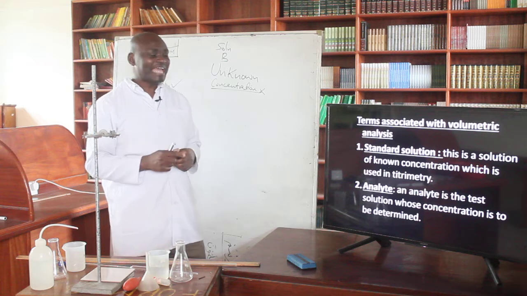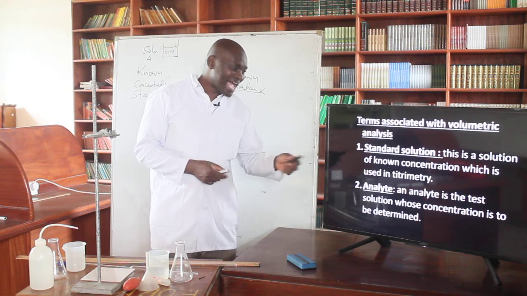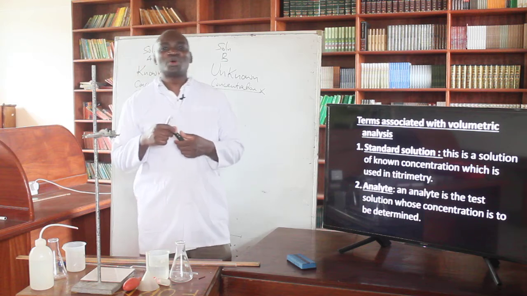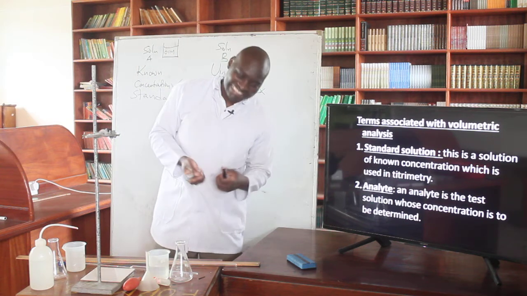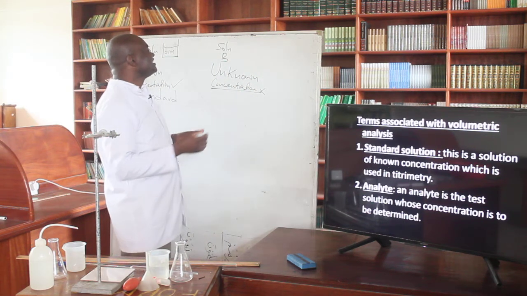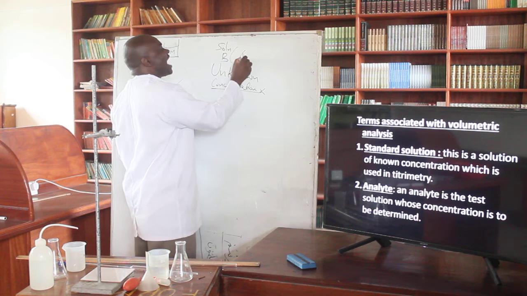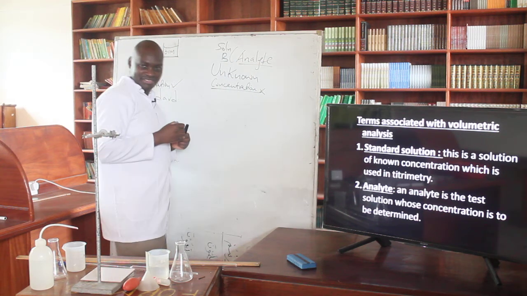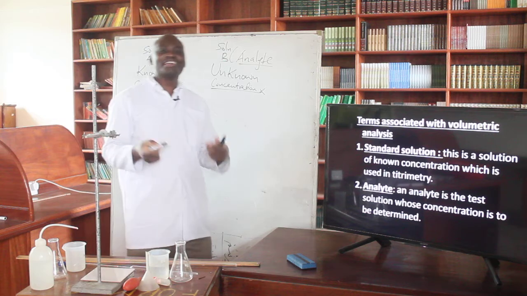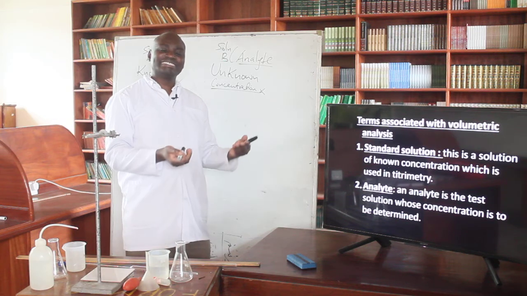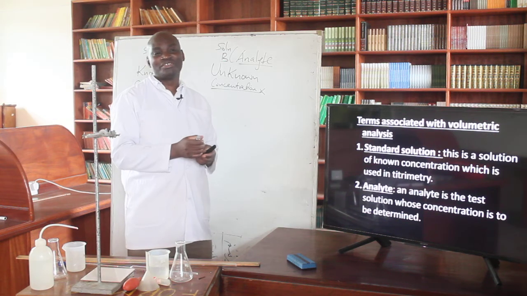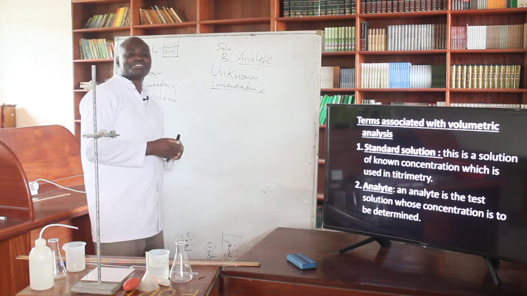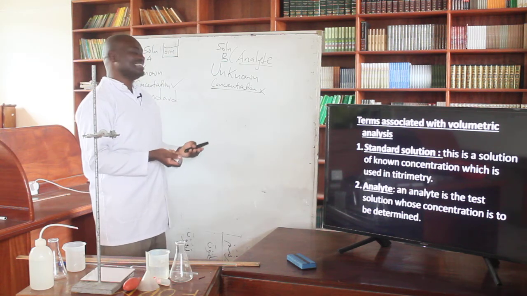Then there is a second term, number 2, that we call the analyte. An analyte is the solution whose concentration is to be determined. Meaning the analyte is the unknown solution, the one that you are trying to find out. What is the concentration of that solution? Or now if you are using solution B, we'll carry out a titration and then determine its concentration.